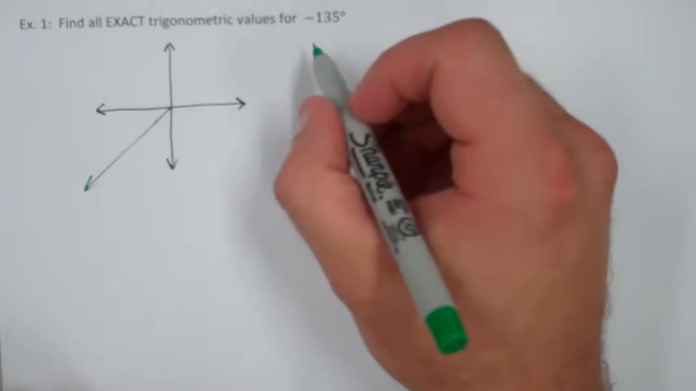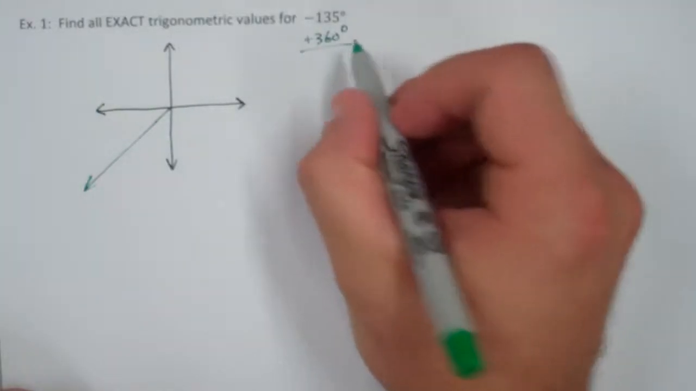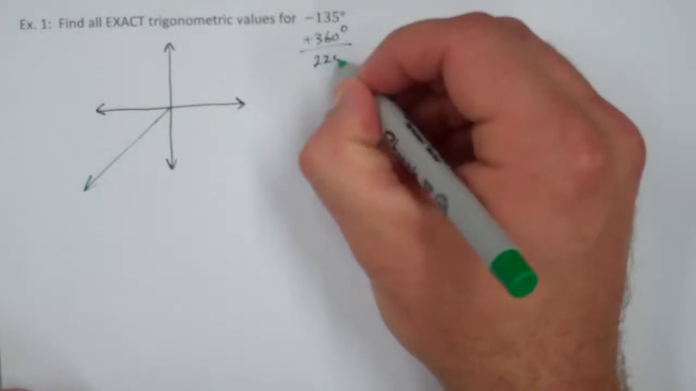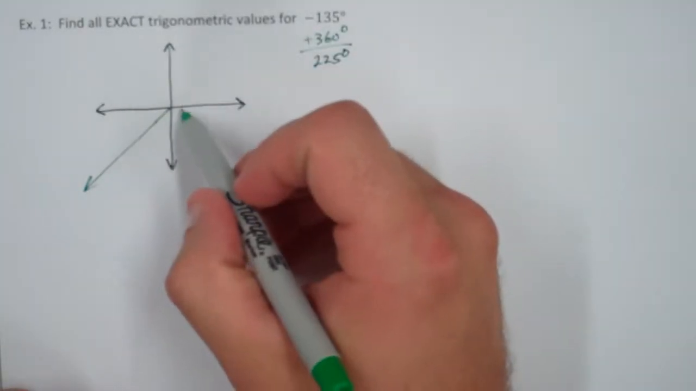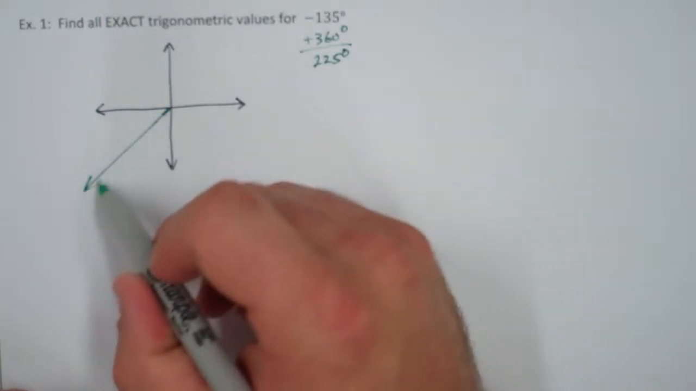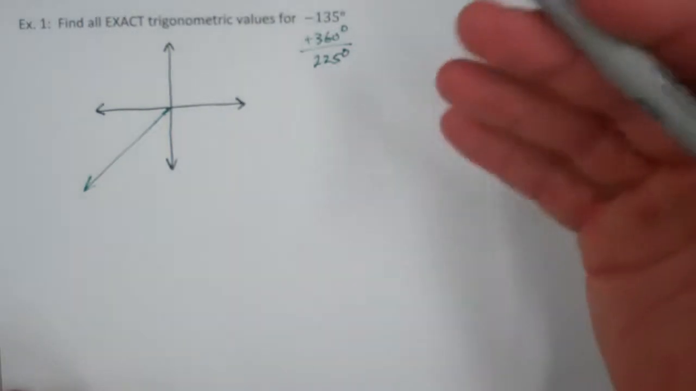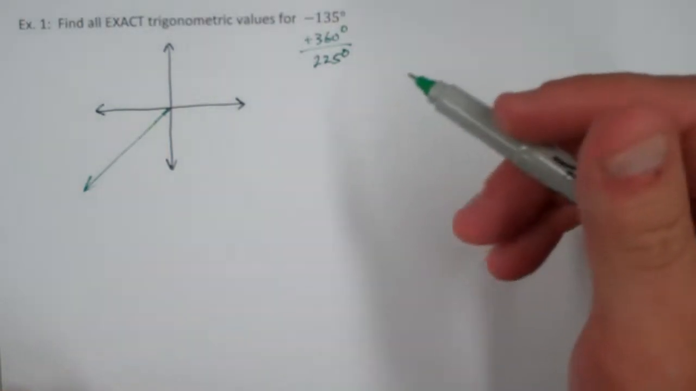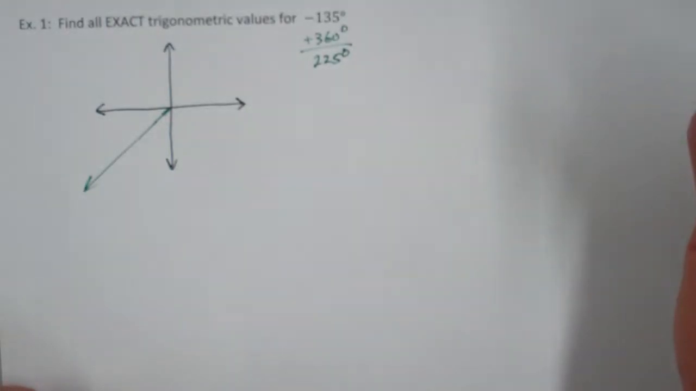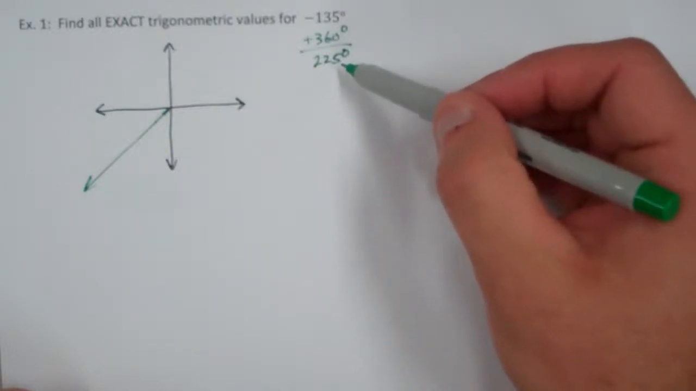Some of you will note that if we add 360 degrees here, we wind up with a coterminal angle, and that coterminal angle will be 225 degrees. The terminal side of 225 will lie on the same side as negative 135. They're coterminal, so the trigonometric values for 225 are the same as for negative 135. If you like to think with positive angles, you can use this one.